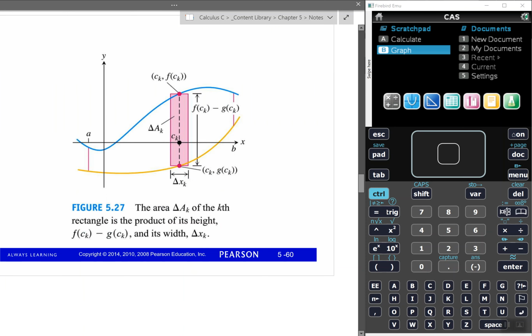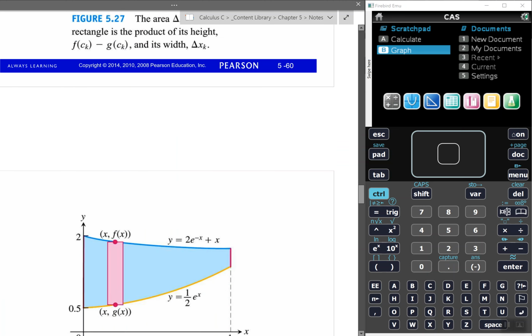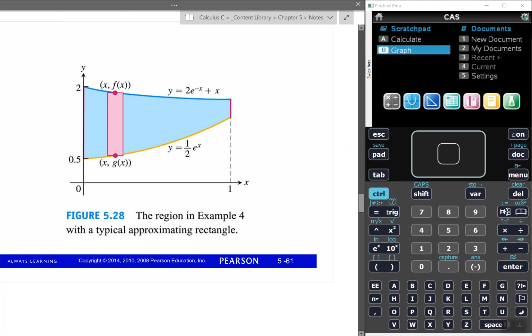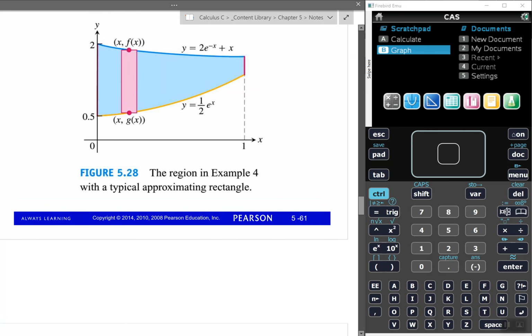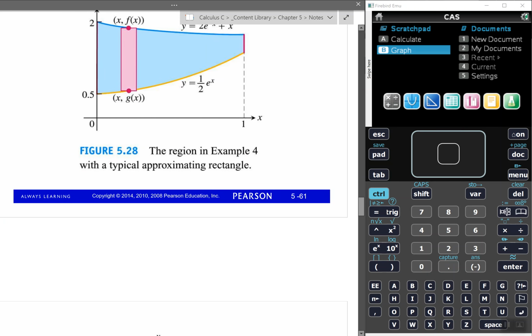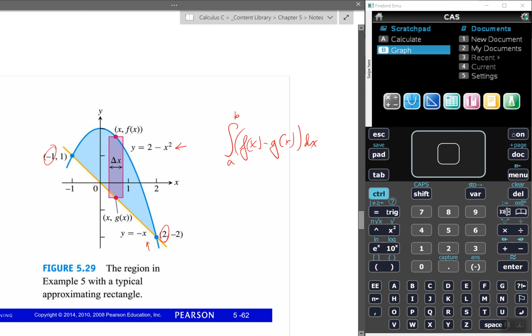Here's some more with the f of c sub k and the delta x sort of ideas. We're not going to dive too deep into that. Here's an example with some functions that are a little bit more involved than we're going to look at right now. So we'll skip through that one. We're going to get down to this.